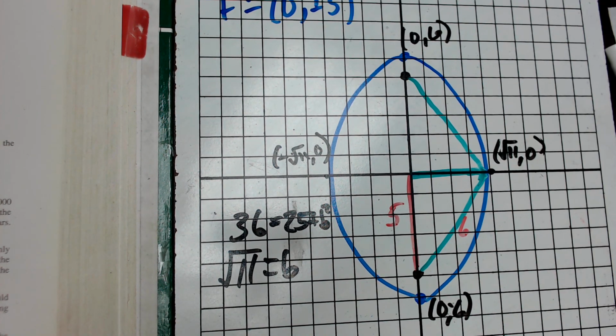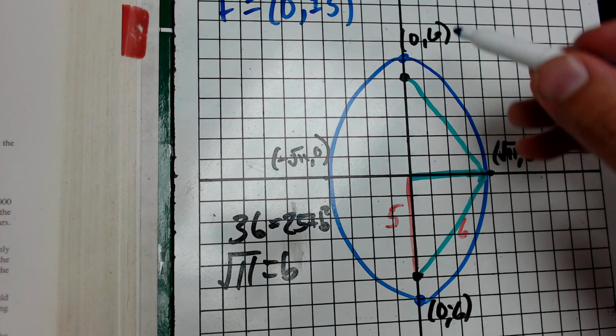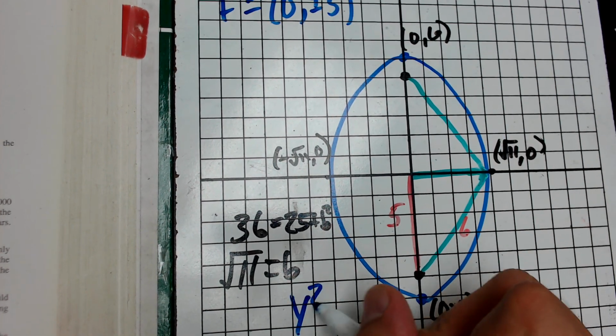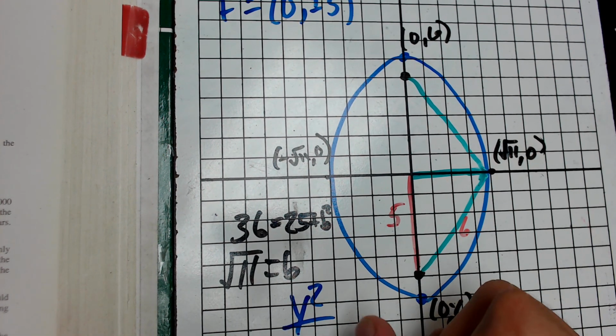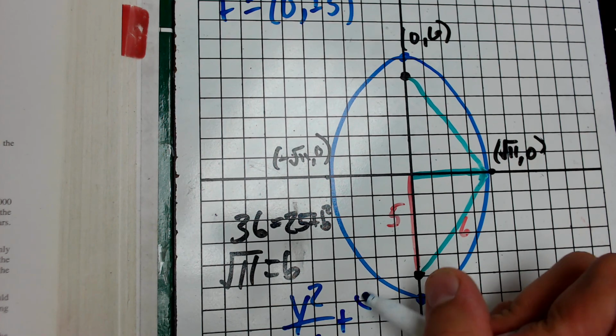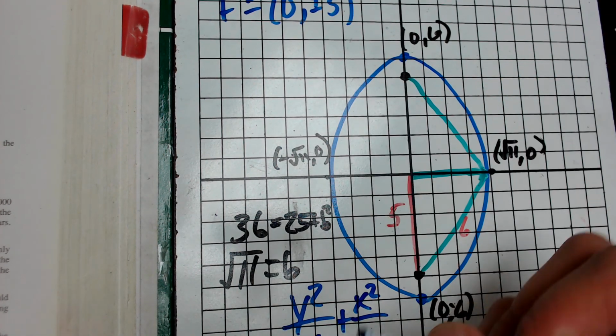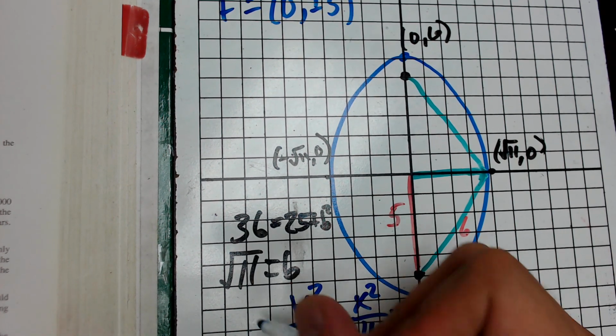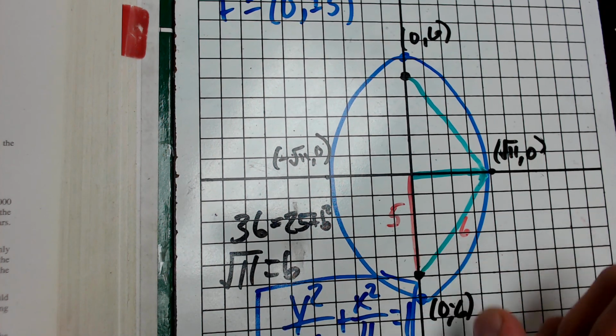This counts as my sketch, and all I have to do is figure out the equation, which is super duper easy. I just take the major axis of y. I'm going to put y squared over 6 squared, which is 36. I'm going to add it to x squared over square root of 11 squared, which is just 11, and that equals 1. Got my equation, got my sketch, everything's good to go.